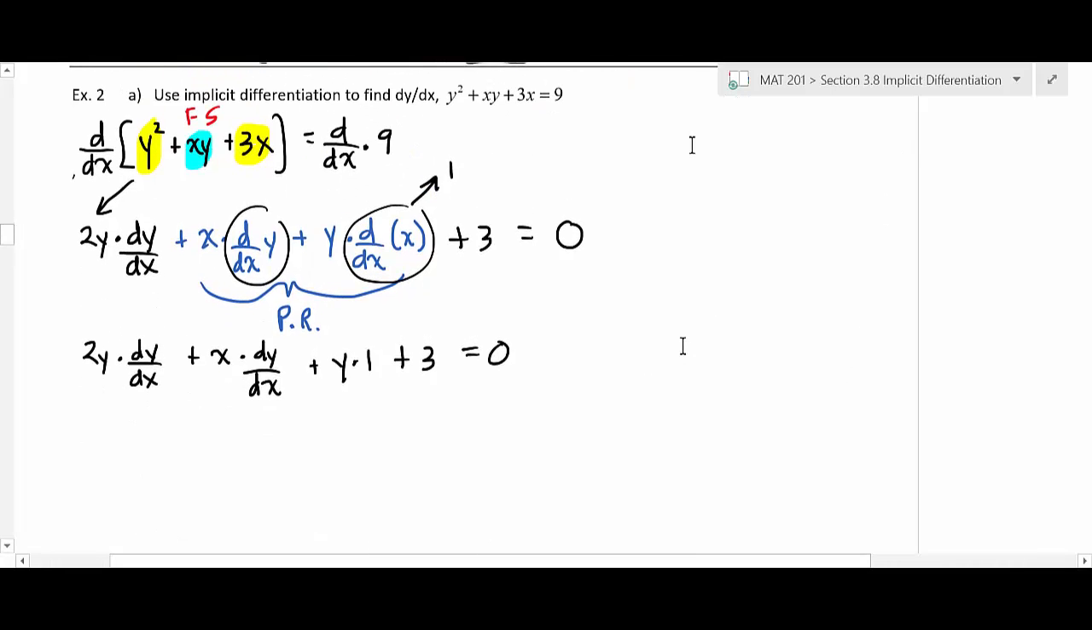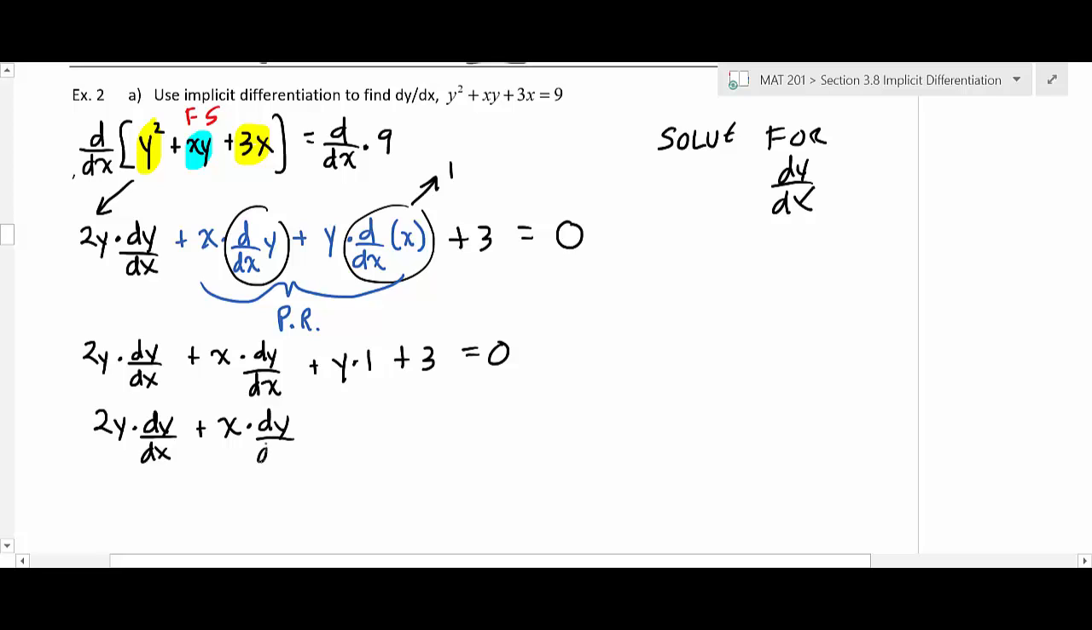Now what you got to do is solve for dy over dx. So you got to get the dy over dx by itself on a side like this. Here's how you do this. Anything that has a dy over dx, leave it on the left side of the equation. Don't even touch it. Just write it down and leave it alone.